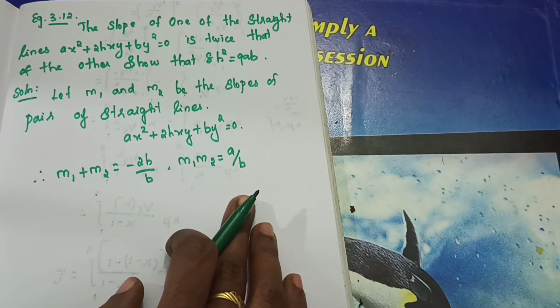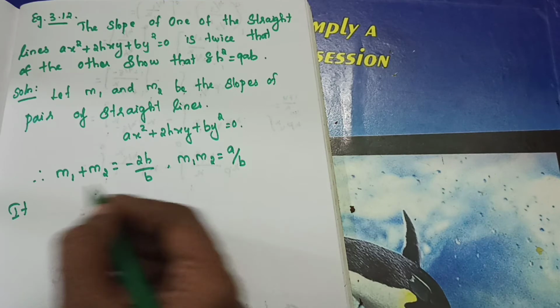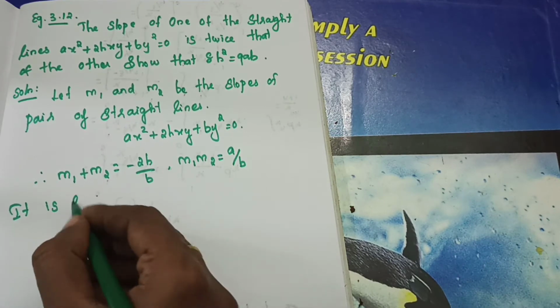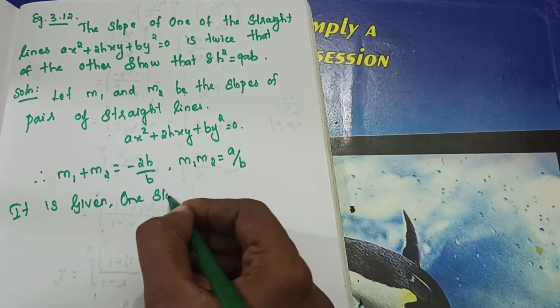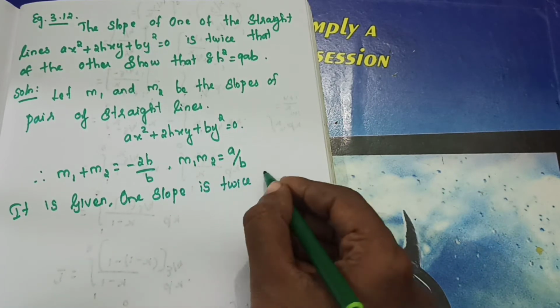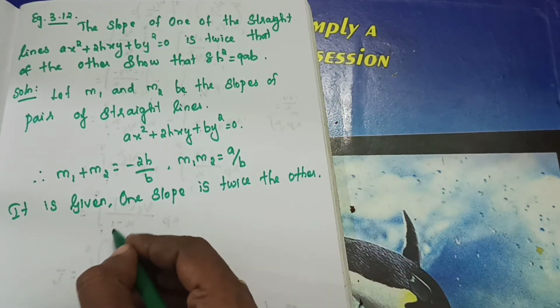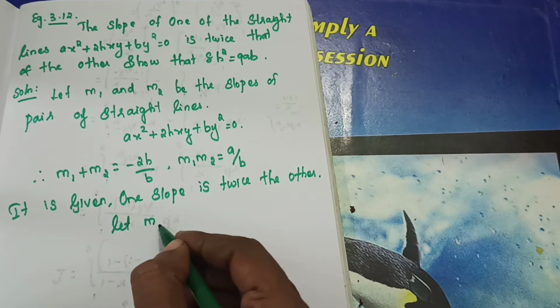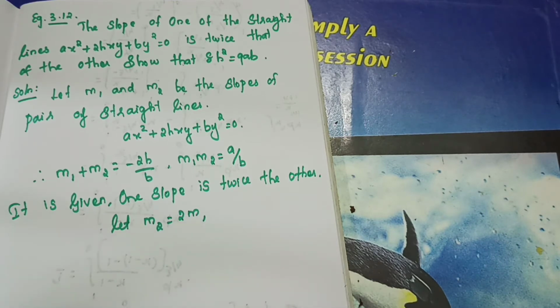Okay. So then one condition is given. What's the condition? One slope is twice the other. So what will happen? One slope is twice the other means you can take either. Same as in your book, if you are following, m2 equals 2 into m1. Otherwise m1 is equal to 2 into m2. Both will give the same answer.